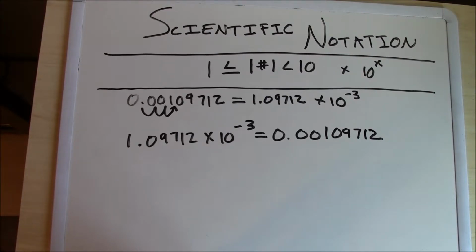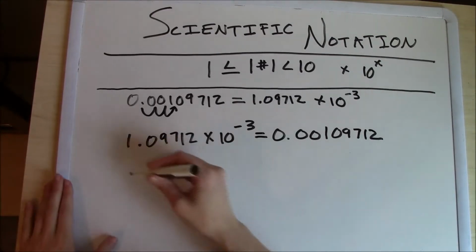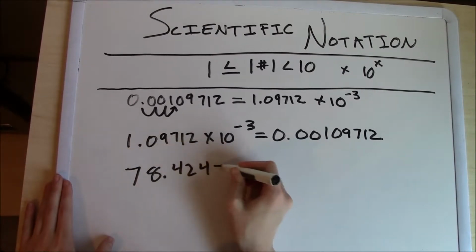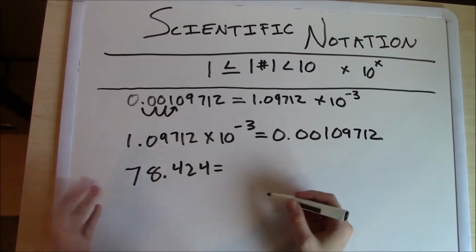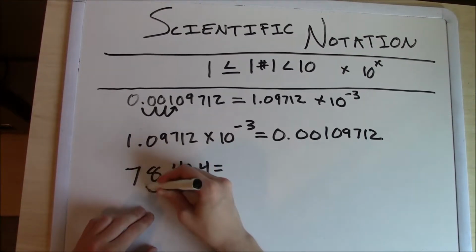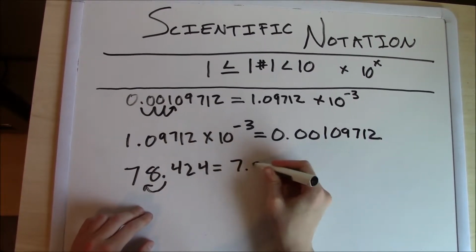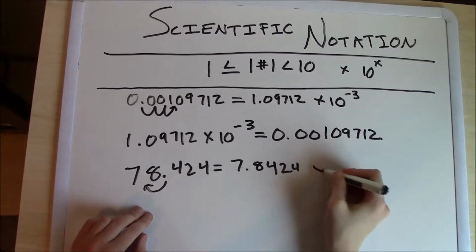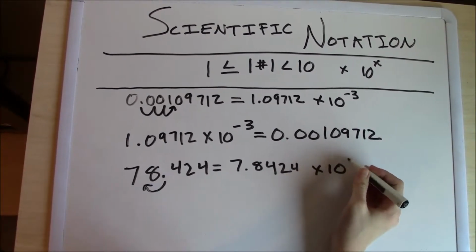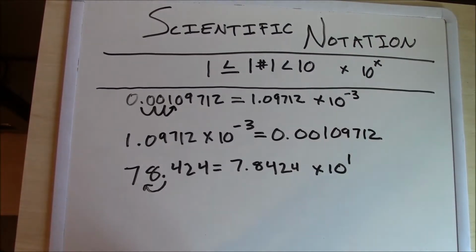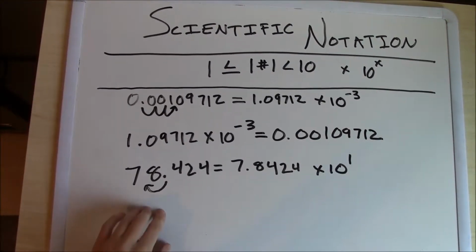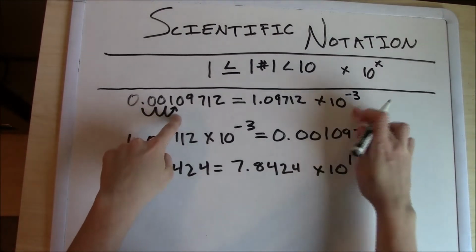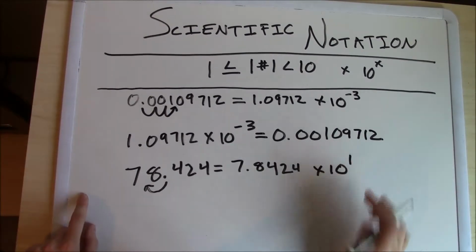So let's do another problem. Let's do a bigger number. 78.424. Well, 78 is bigger than 10, so let's move the decimal back 1. So you're going to get 7.8424 times 10 to the 1. And it's a 1 because we're dealing with a bigger number. As you can see, the decimal traveling that way is a negative, the decimal traveling this way is a positive.